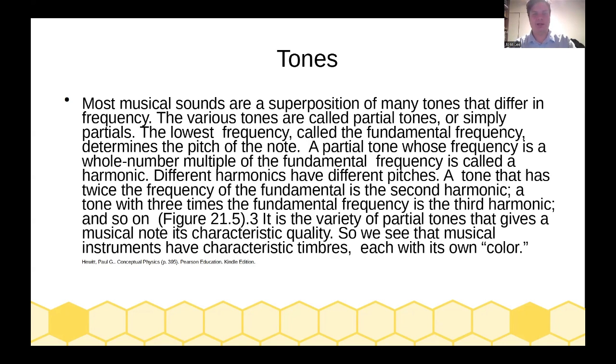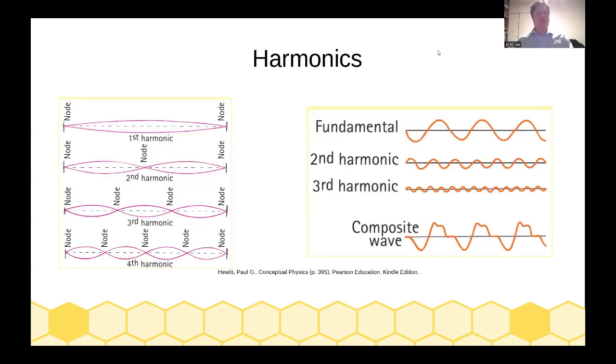It is the variety of partial tones that gives a musical note its characteristic qualities. So we see that musical instruments have characteristic timbres. Each has its own color. For example, if I pull out a guitar, which, by the way, I don't actually know how to use, I just know very basic physics about it.